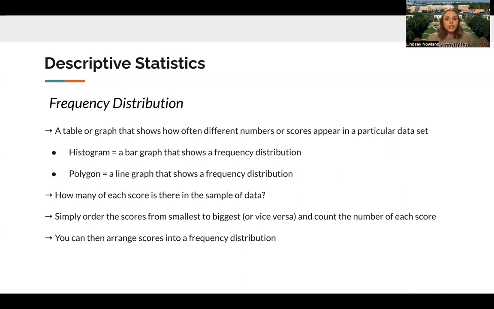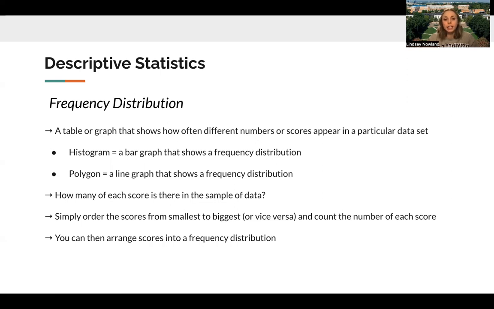So for frequency distributions, again, a frequency distribution is a table or graph that shows how often different numbers or scores appear in a particular data set. Some common examples that you might see are histograms, which is a bar graph that shows your frequency distribution, or a polygon. It's a line graph, just like the one that I showed you guys earlier, that displays your frequency distribution. So in this case, you're calculating the frequencies of your data set.